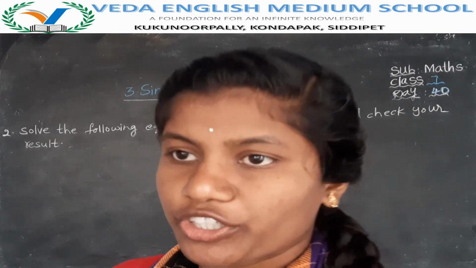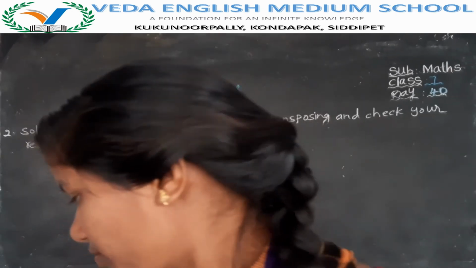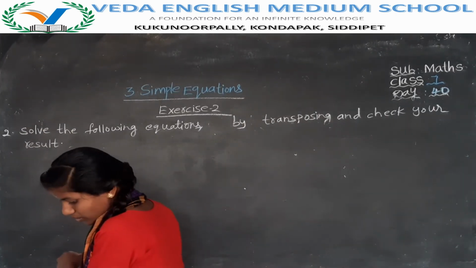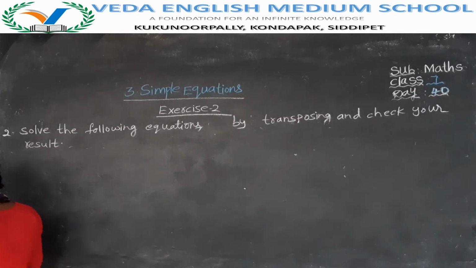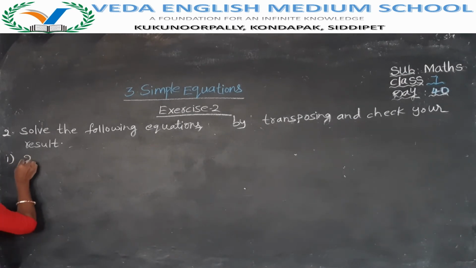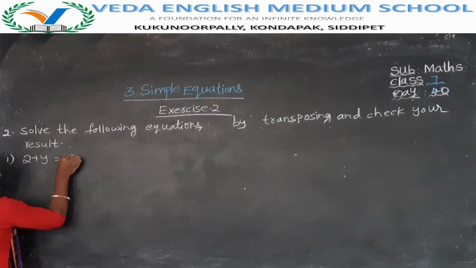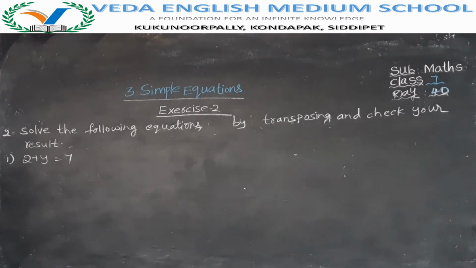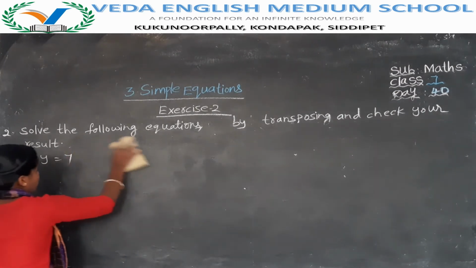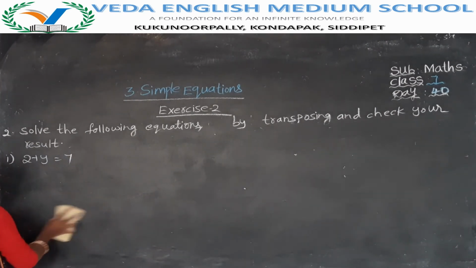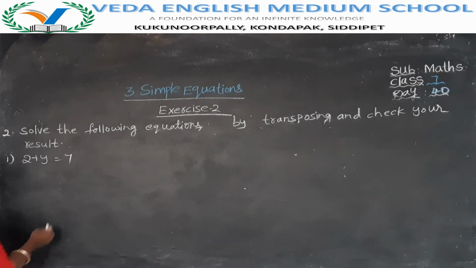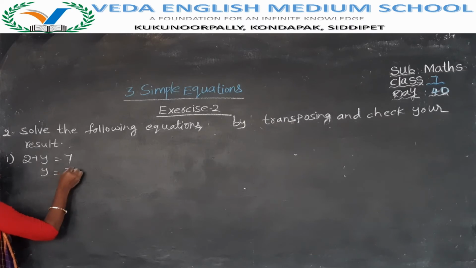Second bit, first question. 2 plus y is equal to 7. Now here we can transpose the term. In the LHS side here we need only y. So y is equal to 7.